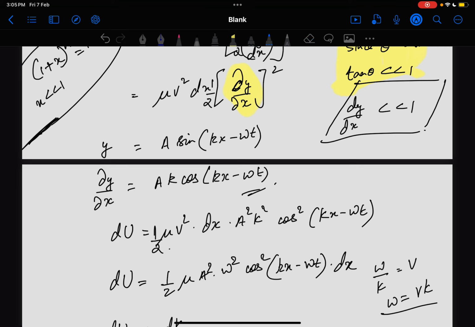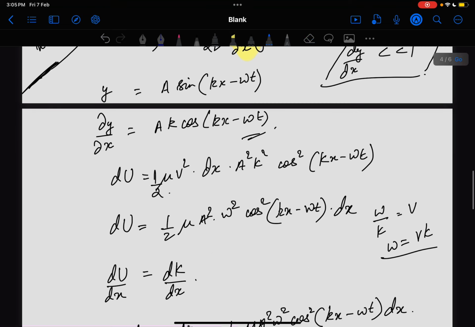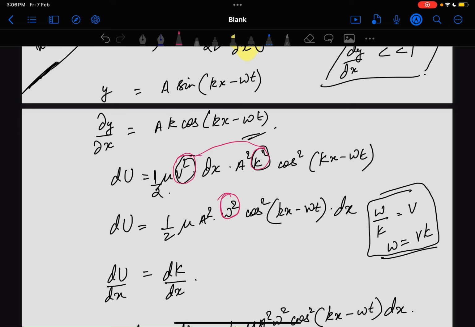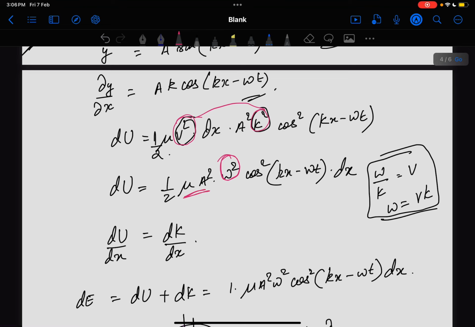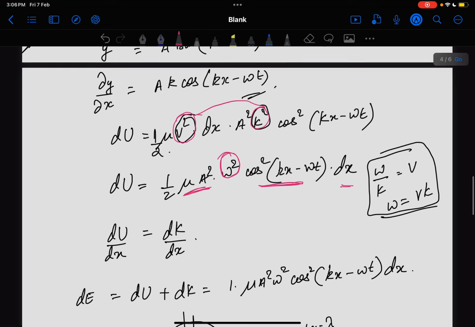So therefore now what is the product of omega square and k square? If omega by k is nothing but equal to v, which means vk is nothing but equal to omega. So you replace over here this particular v square times k square as equal to omega square, right? And the remaining terms are mu into a square into cos square into this dx quantity itself.